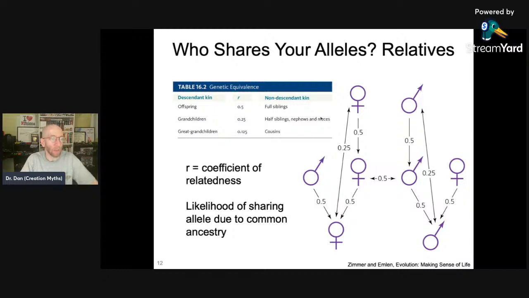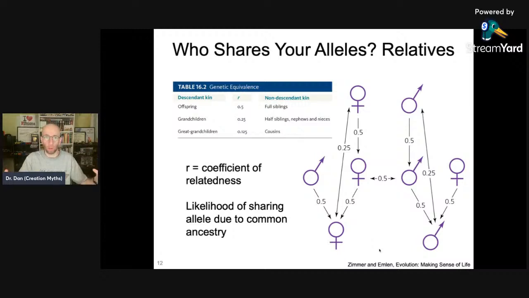Half siblings, nephews and nieces are going to be 0.25. Cousins are 1/8, that's 0.125. So that's 0.5 times 0.5 times 0.5. These two individuals down here are cousins. You can just calculate up the steps, 0.5 times 0.5 times 0.5, and that gets you to 0.125.